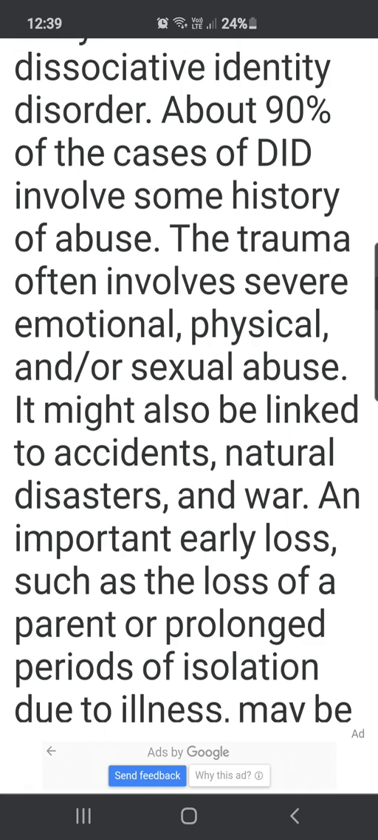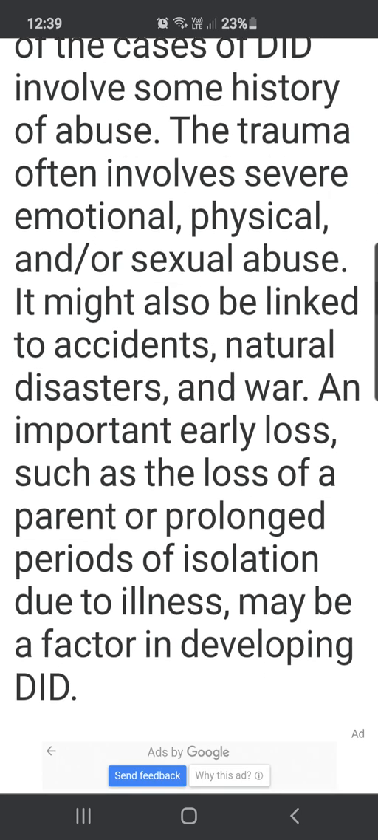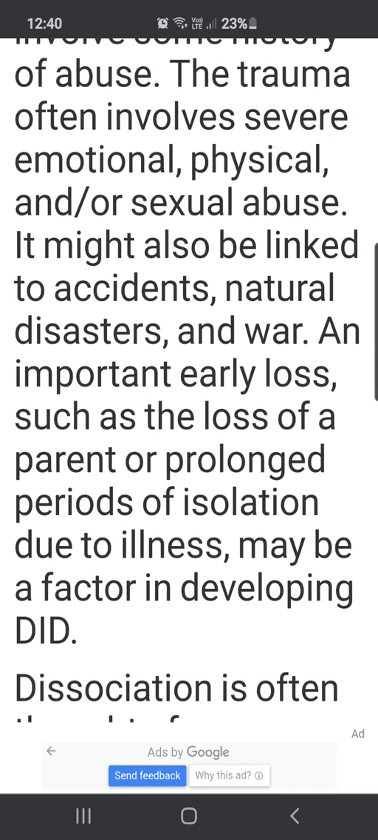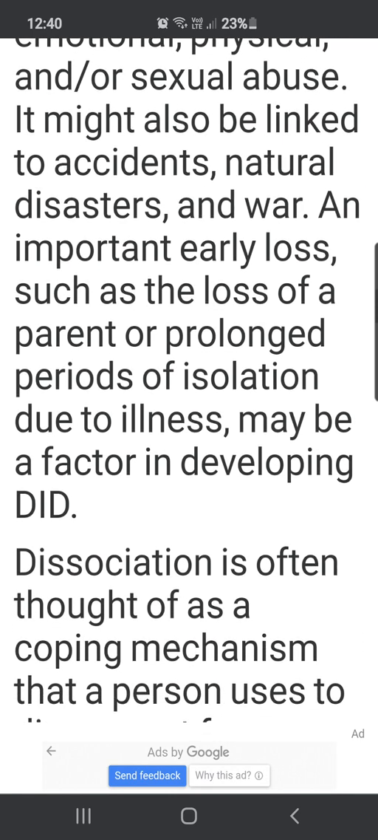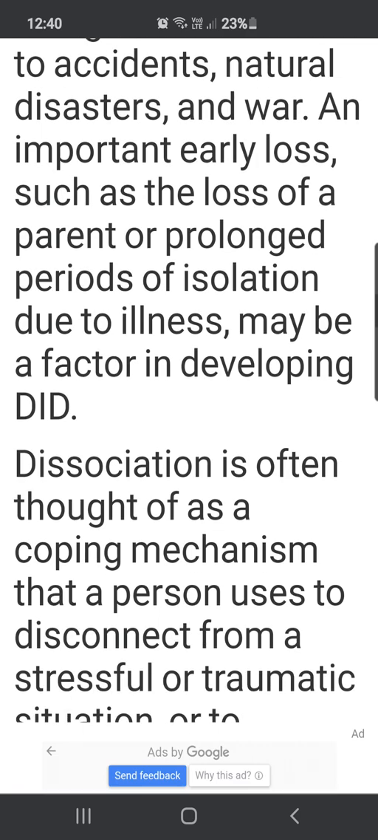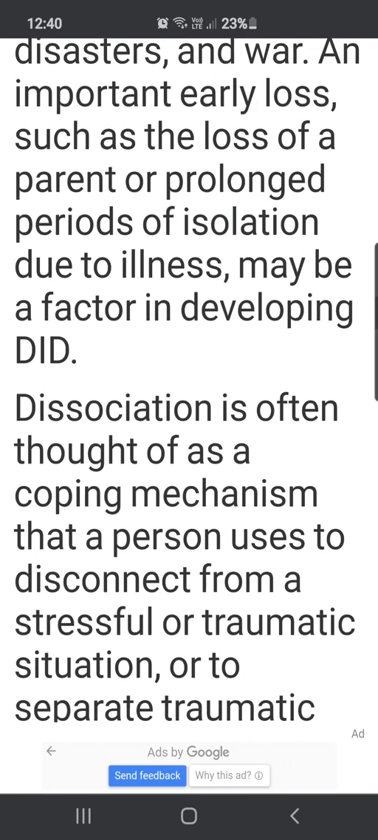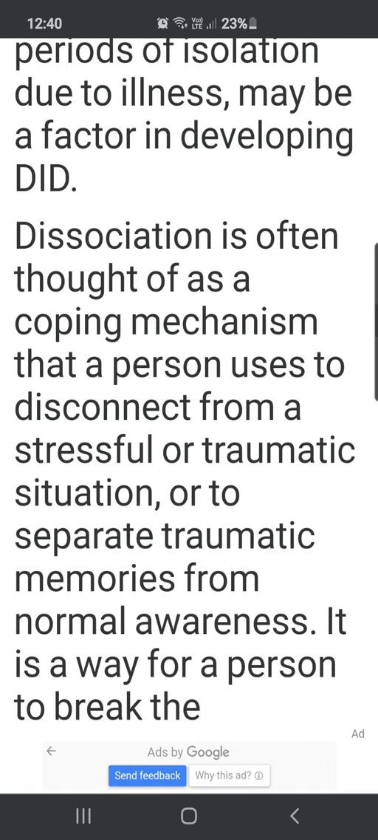Of the cases of DID, most involve some history of abuse or trauma that often results in emotional, physical, or sexual abuse. It might also be linked to accidents, natural disasters, and war. An important early loss, such as the loss of a parent, or prolonged periods of isolation due to illness, may be a factor in developing DID.